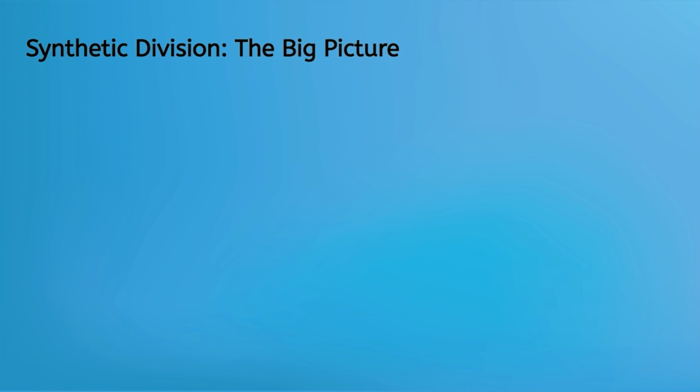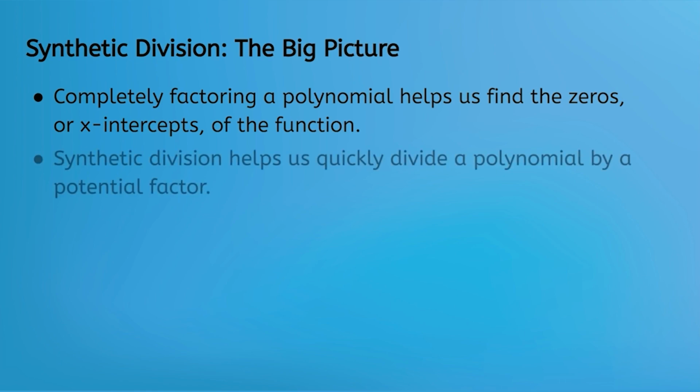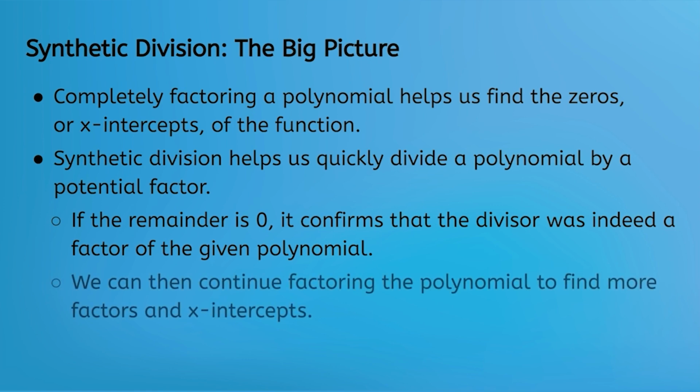Well, we can still take a look at the synthetic division big picture. First, we already knew that completely factoring a polynomial function will help us find the function's zeros, or x-intercepts. Today, we learned that synthetic division gives us a fast way to divide polynomials by their potential factors. If the remainder is 0, it confirms that the divisor was indeed a factor of the polynomial, and we can then continue factoring to get the polynomial into its completely factored form.